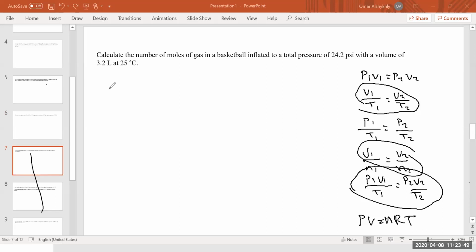Okay. Calculate the number of mole of gas in a basketball inflated to a total pressure of 24.2 psi with a volume of 3.2 liter at 25 Celsius degree. So here, if you notice also, we don't have initial and final situations, so we will use PV equals nRT.